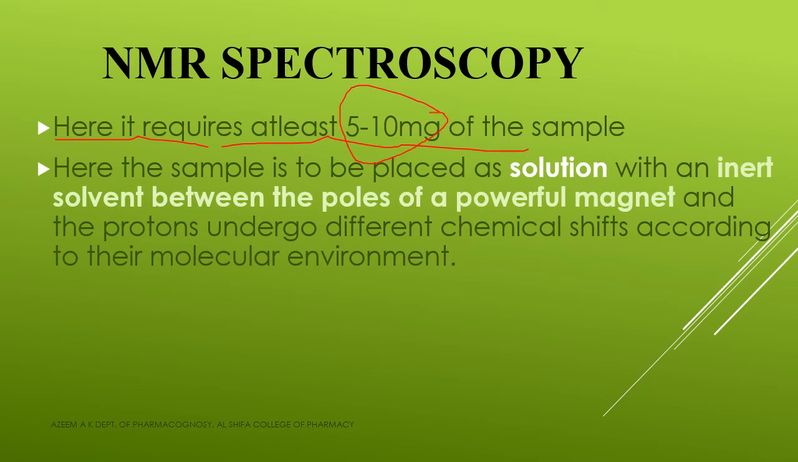Because after extracting a plant, we will be getting only a very small amount of sample. And in that, if you're taking 5 or 10 milligram, that means it's a very heavy sample. So a very big amount of sample is required for NMR spectroscopy. In mass spectroscopy it is a trace amount, but here it requires a very big amount of sample.